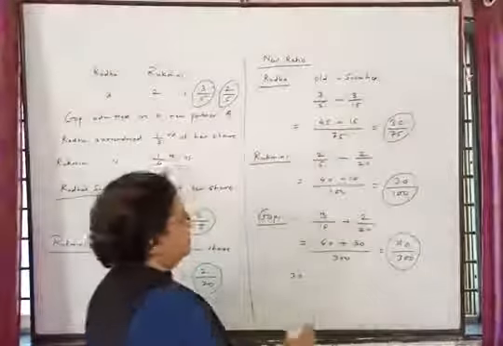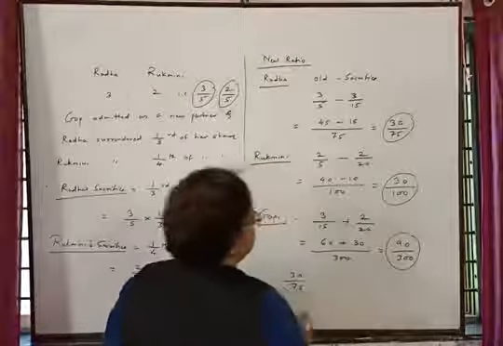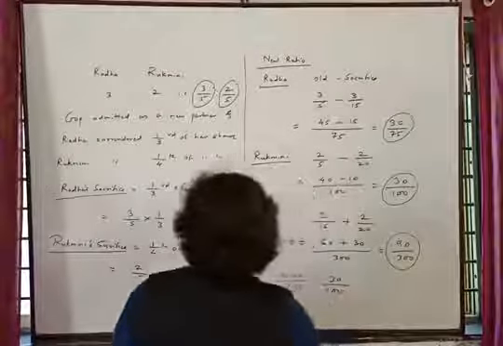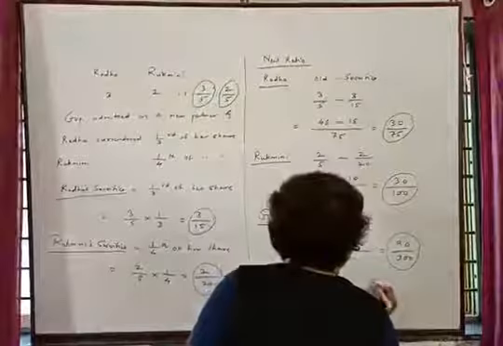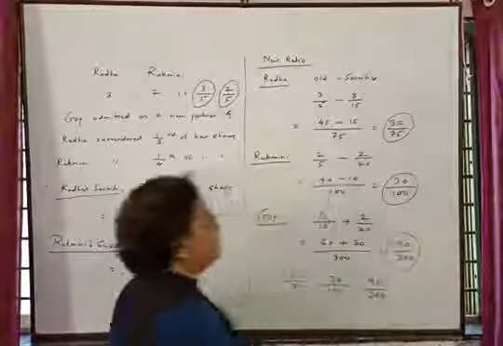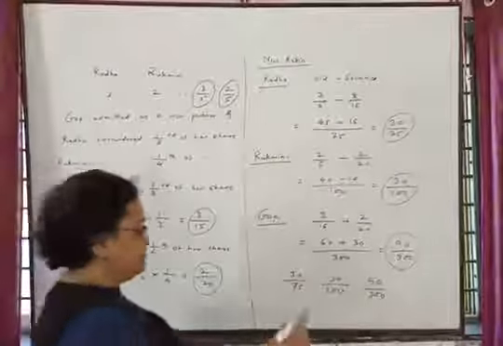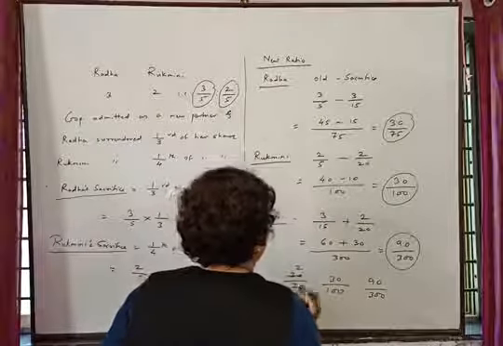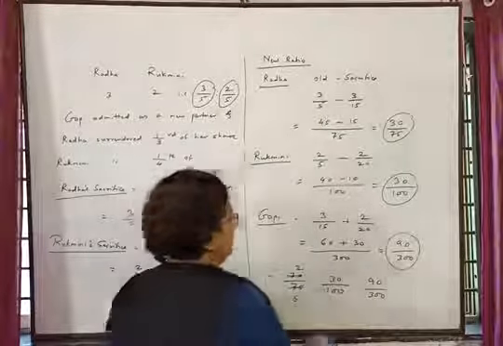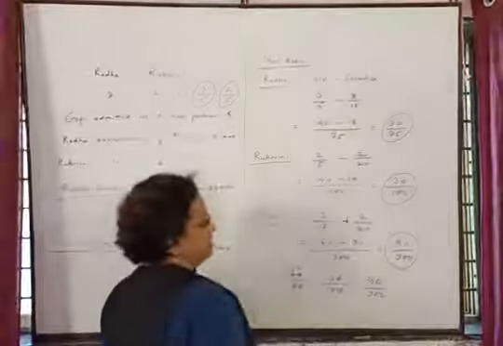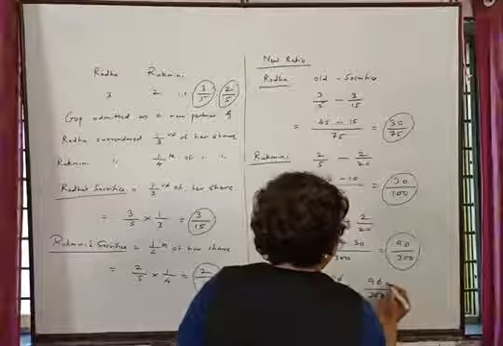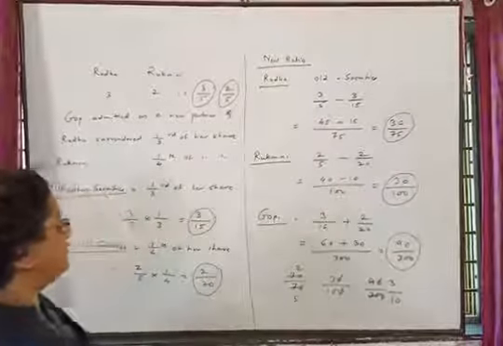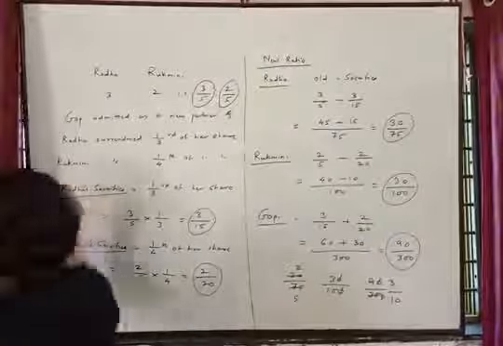30 upon 75, 30 upon 100 and 90 upon 300. We have to make the denominator same. First we will make it short. 15 2s are 30, 15 5s are 75. It will be 3 upon 10 and it will be 3 3s are 9, 3 upon 10. So we will write it here.